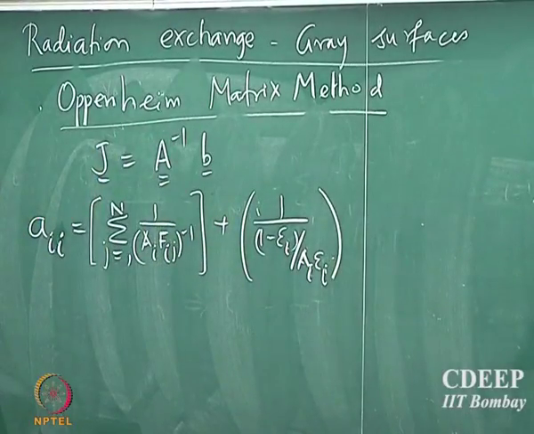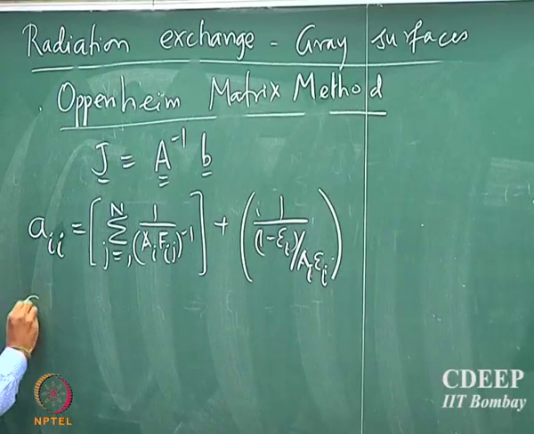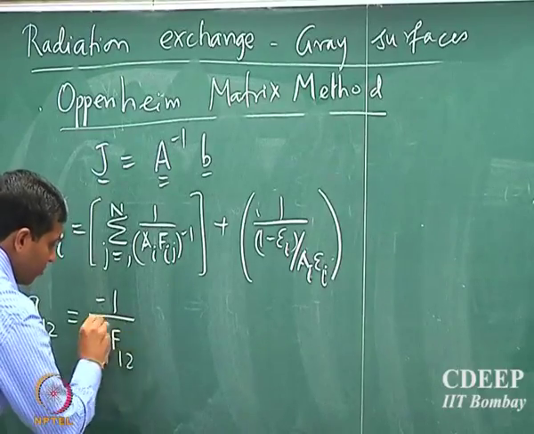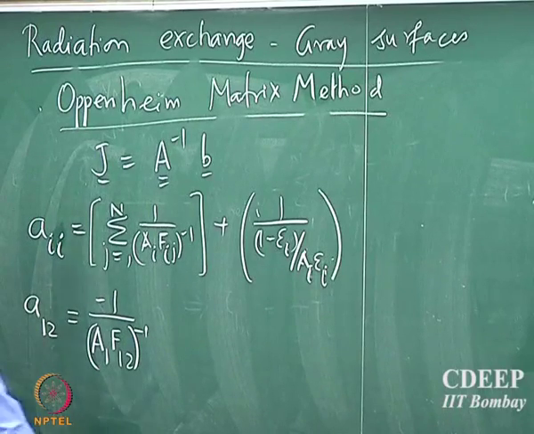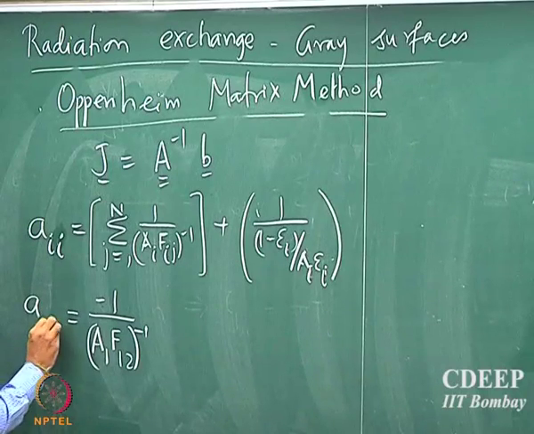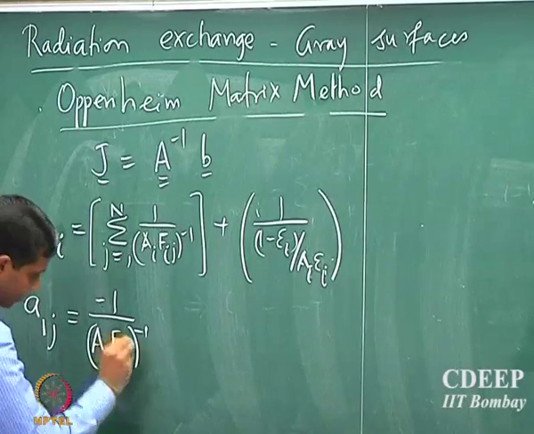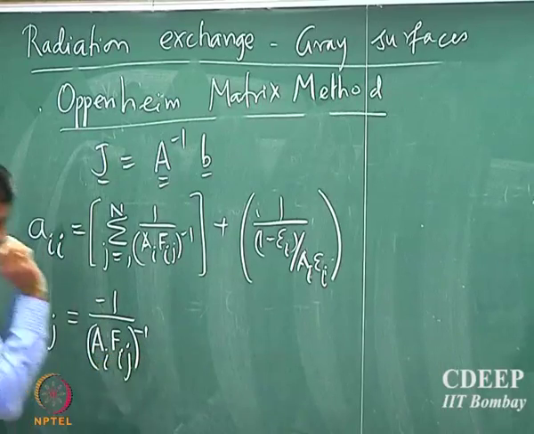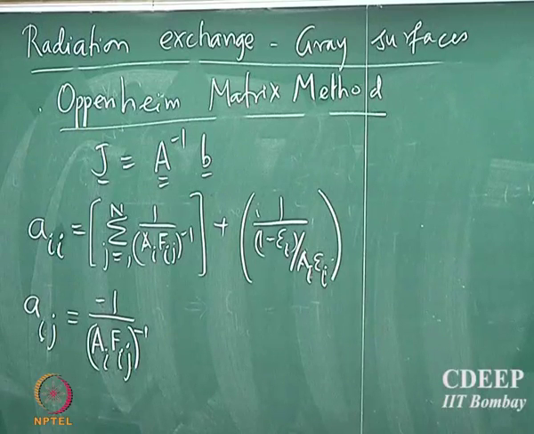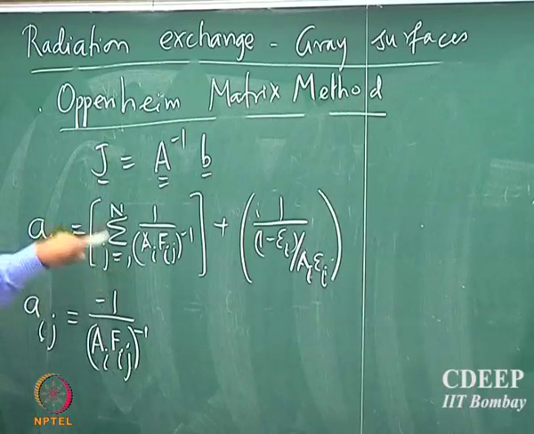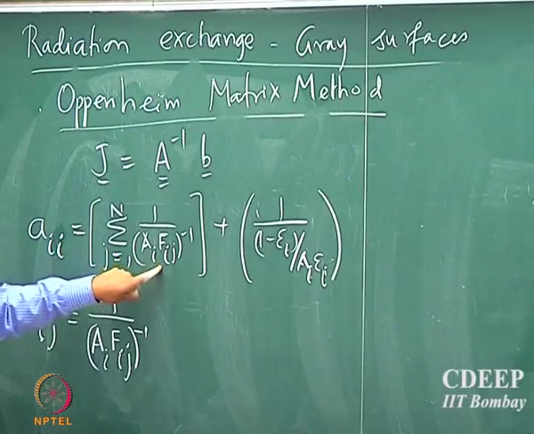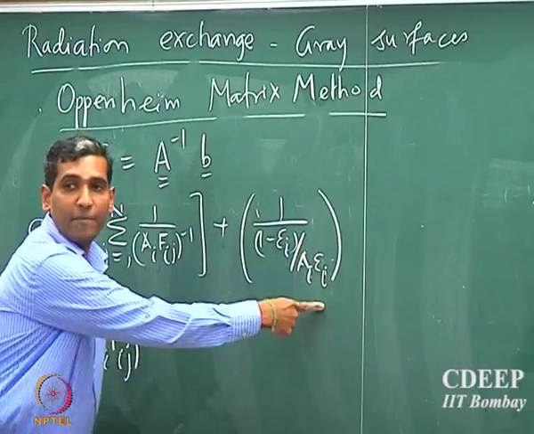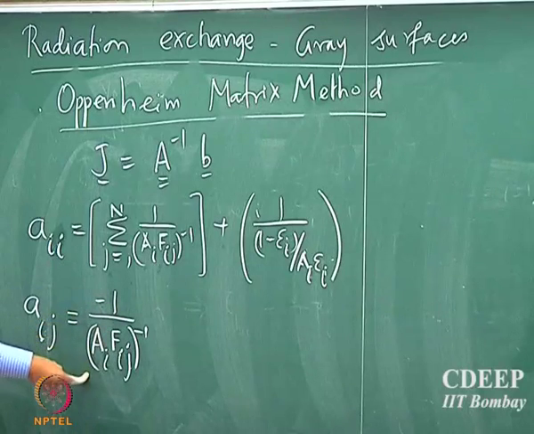So that is the general diagonal term, and then if I look at the off diagonal terms, A12 will be minus 1 by A1 F12 inverse, right. If I want to find the general non-diagonal term, Aij will be, I replace the first index with i, Ai Fij, okay. So that is it. It is so easy to find out what this matrix is. Aii is sum over j equal to 1 to n, 1 by Ai Fij inverse, plus 1 by (1 minus epsilon i) divided by Ai epsilon i, and the off diagonal terms are Aij is minus 1 by Ai Fij inverse.